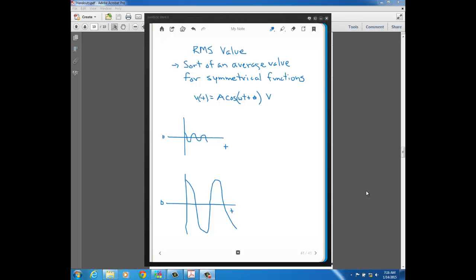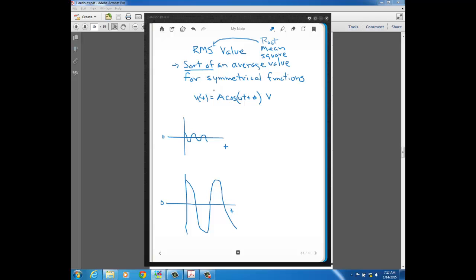This video is on RMS value, and RMS stands for root mean squared. So in this acronym, the R is root, the M is mean, which is, as you know, the same thing as average, and the S is square. The whole purpose of RMS is that this value is sort of an average value for symmetrical waveforms, and I'll get to what I mean by "sort of" here.